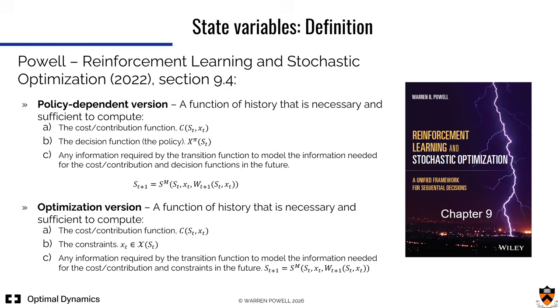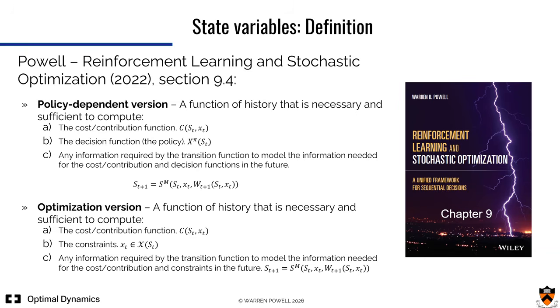So the policy-dependent version is a function of history that is necessary and sufficient to compute, first, the cost or contribution function, and you see the letter S there. There's the contribution function, and I have to have the information needed to compute that. The decision function, which is the policy, depends on the state. You have to look at how you're making the decision. And in this policy-dependent version, I'm assuming that somebody has come with a policy, which is not always true, but often true. And then the third one is the transition function.